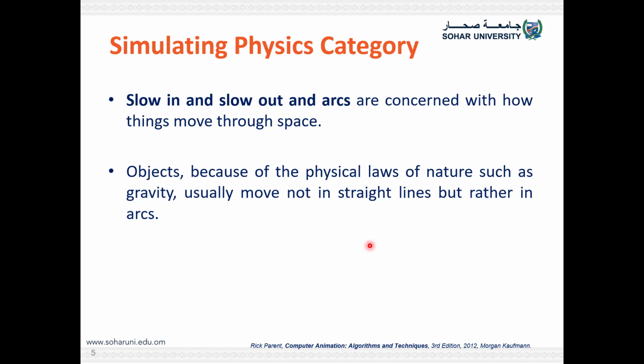Another principle is called slow in and slow out, in addition to the arcs. Always these are concerned with how things move through space. For example, when I want to animate a car moving from one place to another, the car will start slowly, then speed up. So this is the meaning of slow in and slow out. When it starts moving it will be slow, but after that it will be fast. But when I need the car to stop in any place, I need to slow the car again to stop.